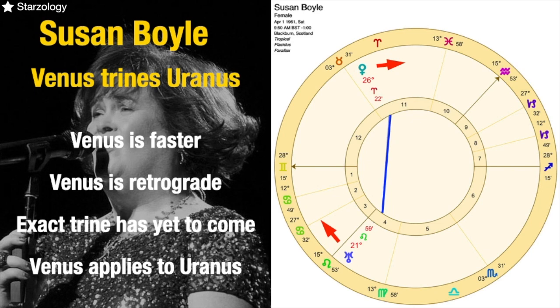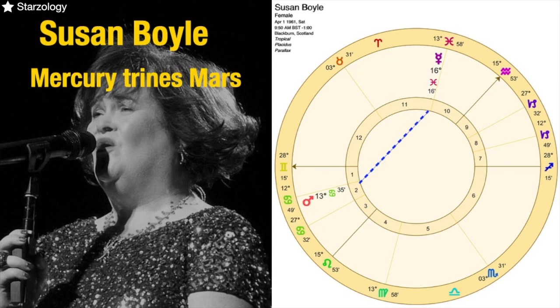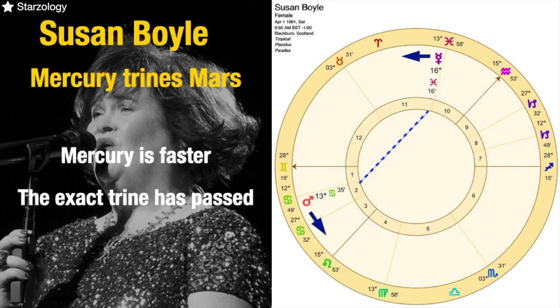So in this case, Venus is applying to Uranus. She also has Mercury trining Mars, both planets are direct. Mercury is faster and the exact trine has passed because Mercury is at 16, so it will go 17, 18, 19. Mars is going to go 13, 14, 15, but it won't be able to catch up to Mercury because Mercury is faster and is whipping away. So Mercury is separating from Mars.